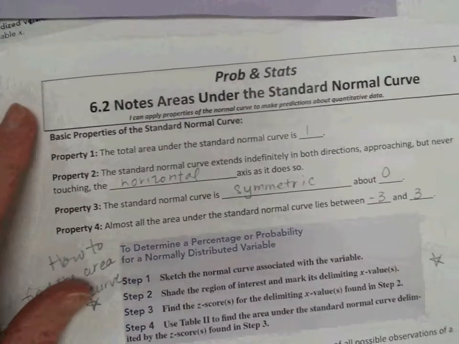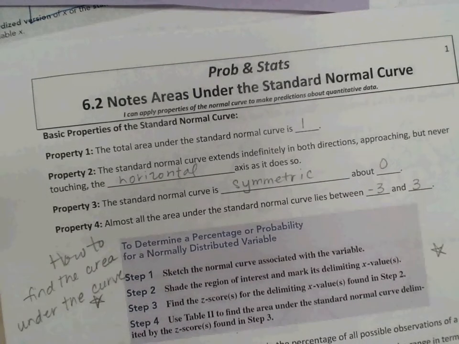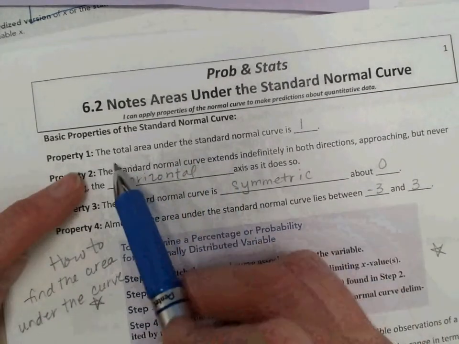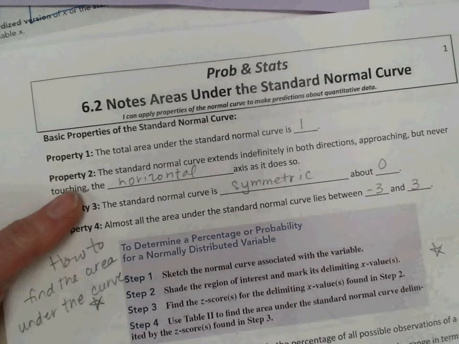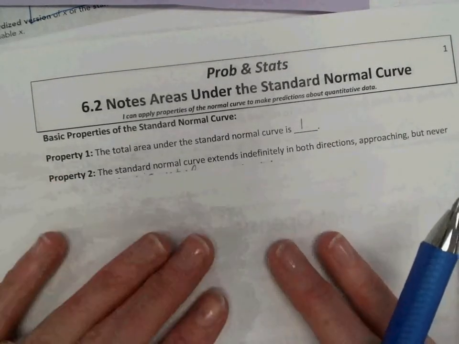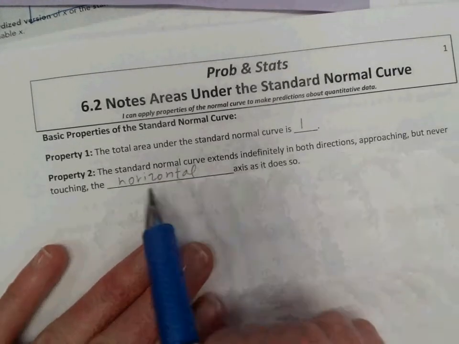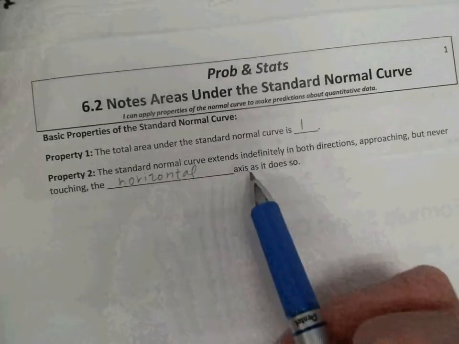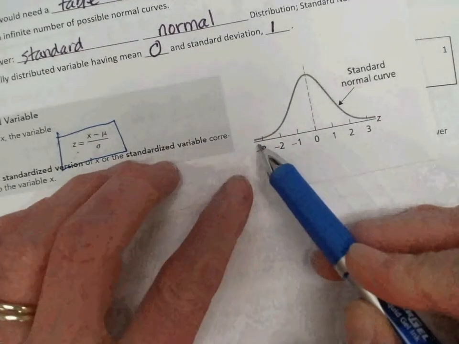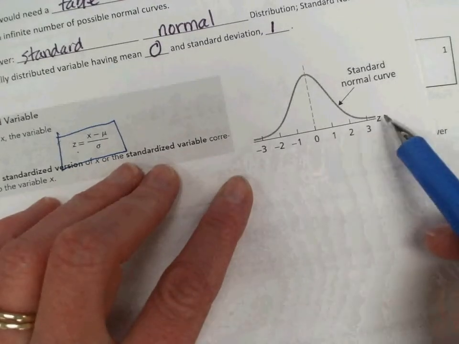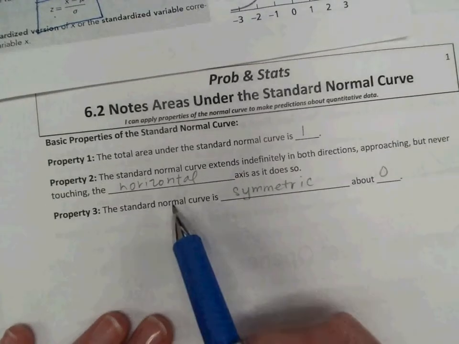It's been a while. So again, refresher, property 1 about the standard normal curve: the total area under the curve is 1. Secondly, the standard normal curve extends indefinitely in both directions, approaching but never touching the horizontal axis as it does so. Again, you see here there's still a little bit of space between the horizontal axis and this curve.